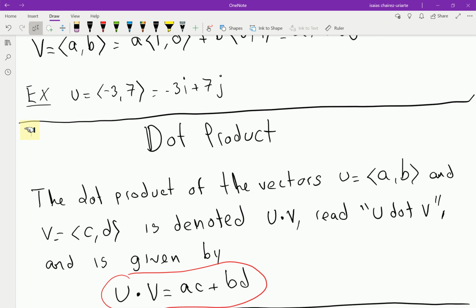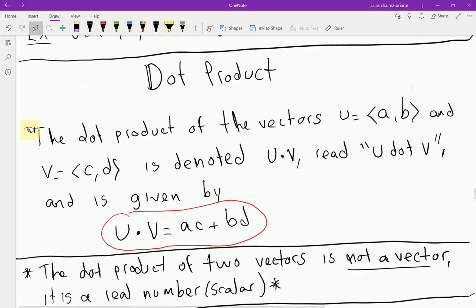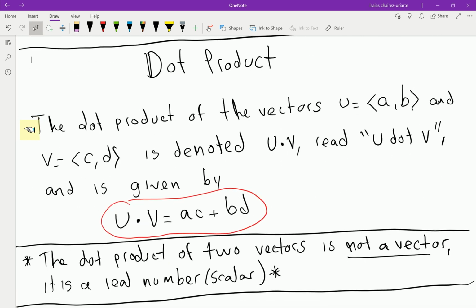Okay, this is the second part of section 8.4. We're still dealing with vectors. We just finished talking about unit vectors. Now let's talk about dot product. Okay, so we've done some operations with vectors.